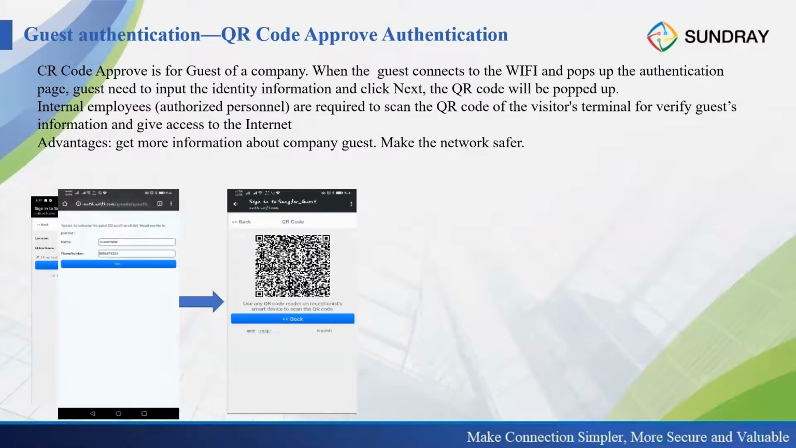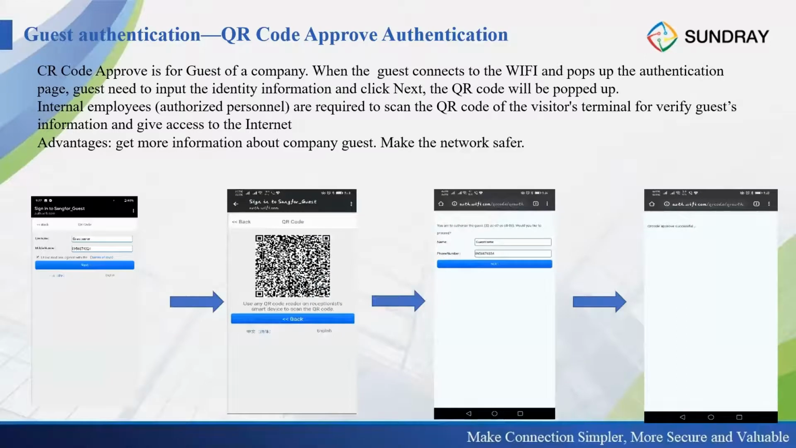Next is the QR code. This one can be used in an office, like for some company. You are the guest, we have a guest in a company. When they come here, we want to know their information, like their name, their phone number, their company, and their purpose. So we want to know these kinds of things from our guests. When they come here, they connect to the Wi-Fi and input this information. They will have a QR code on their phone.